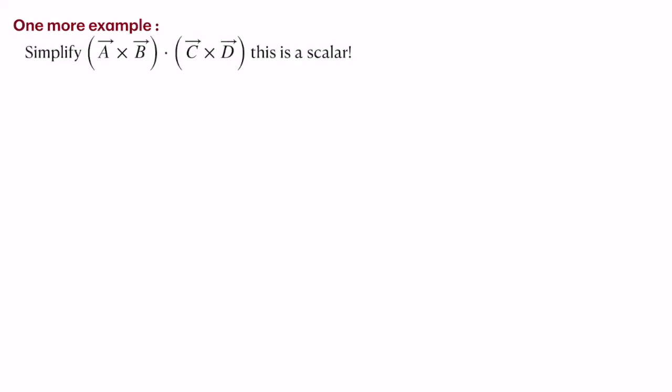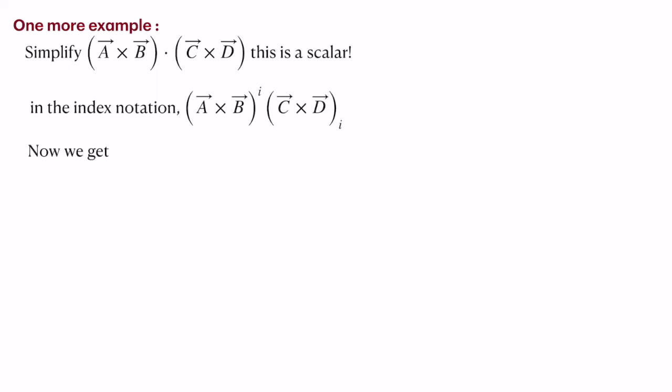So this is a simple expression. This is a scalar. You have to simplify A cross B dot C cross D. It's a scalar. So you simply have to write down A cross B, ith component, and take the dot product with the C cross D with the ith element. So we express both A cross B and C cross D in terms of epsilon ijk. That is, we have epsilon ijk, aj, bk, epsilon ipq, cp, dq. Now there is no problem.